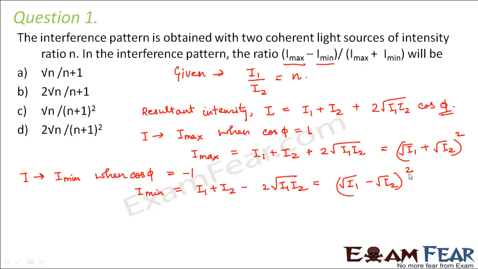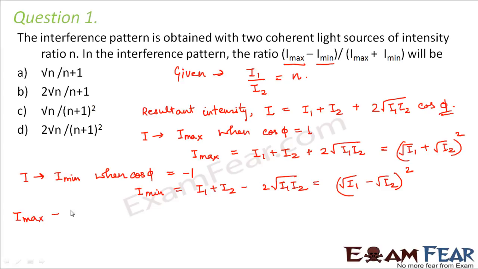Now see friends, actually here you might feel that this is a very long method. But this is not actually a long method. Why I am doing this is I am trying to tell you from where we get this. Most of you, for fast calculation, will remember this formula for I max and I min. But in case you forget the formula in the examination hall, then what do you do? For that purpose, it is always important that you understand from where you get these. Okay, so now it is pretty simple.